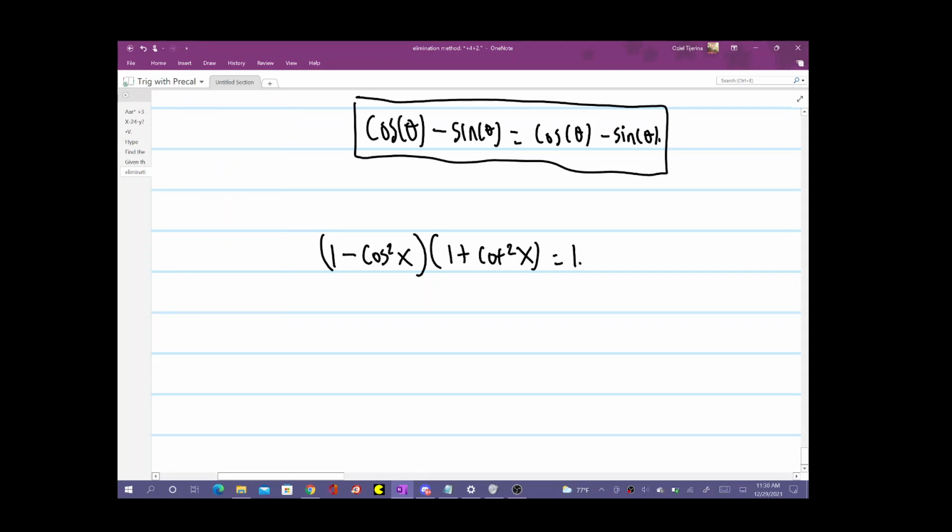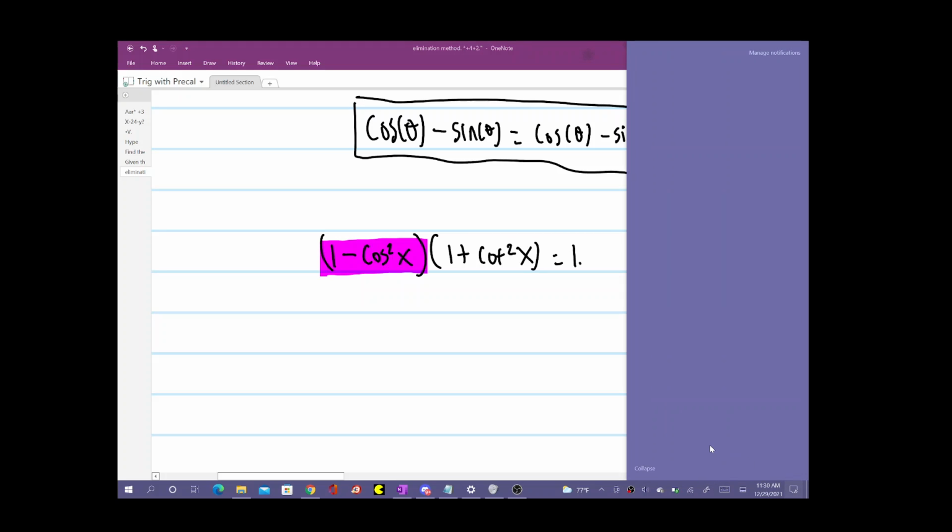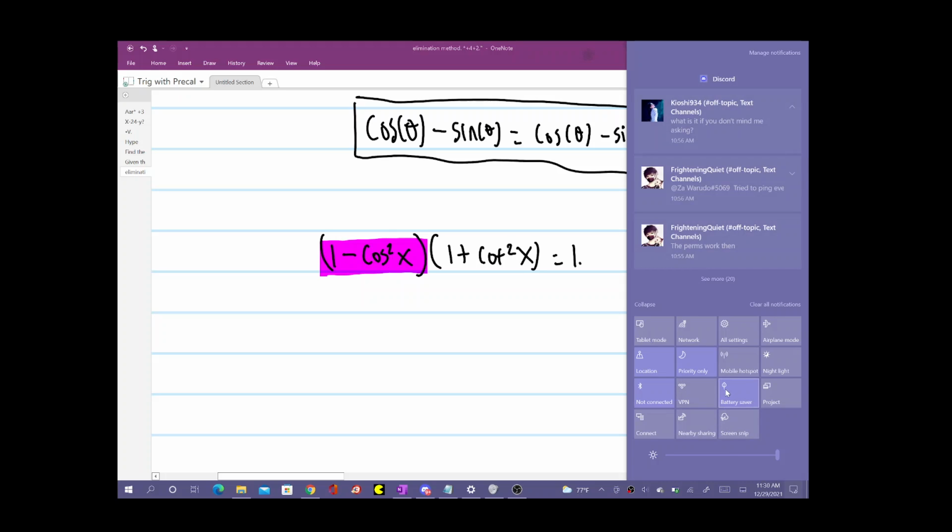I don't know exactly what I did here that made it this way. I'll fix it later. I'm not sure what happened there. But basically this problem right here, sorry guys, give me a second.